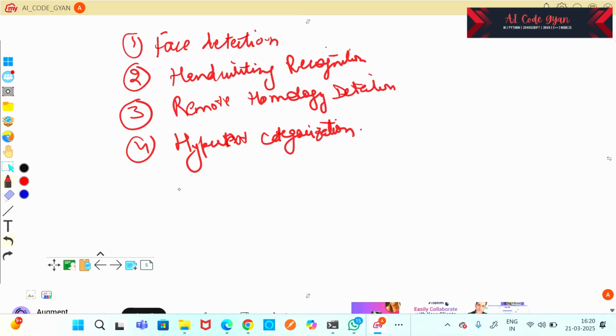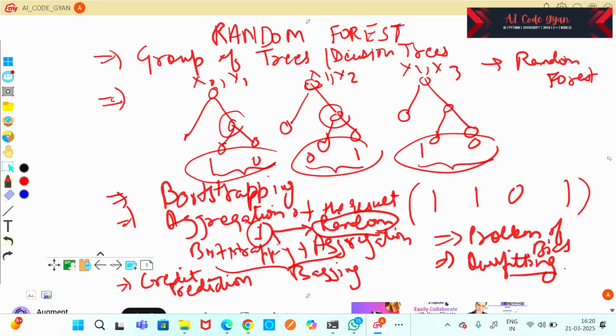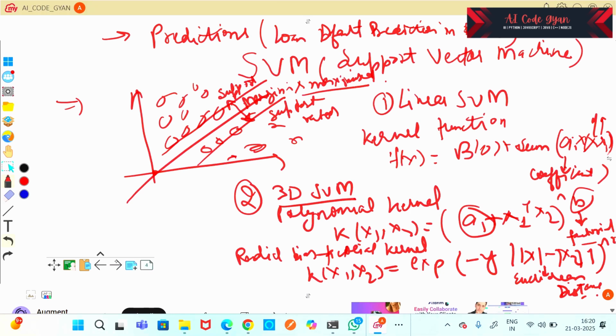So we have discussed all the algorithms. We could see random forest is better than decision trees in some manner, and it solves the problem of bias and overfitting. And SVM is also solving multi-dimensional datasets.